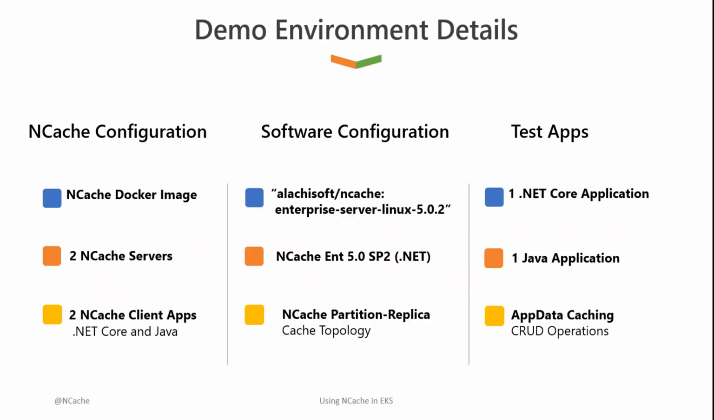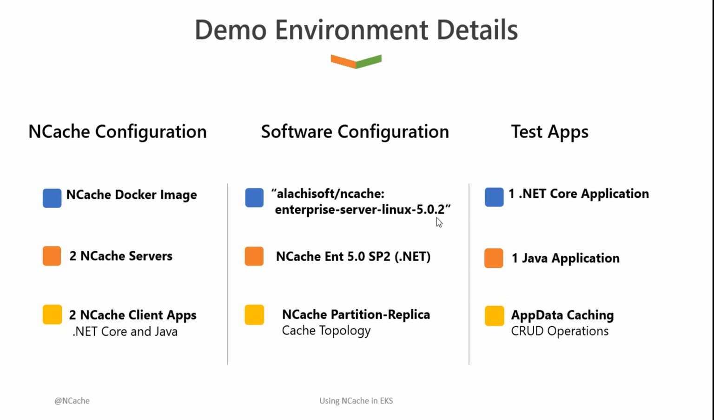The following are the important parameters of the demonstration that we will be conducting today. The NCache servers that will be deployed to the EKS cluster will use the following Docker image, Alachisoft NCache with a tag of Enterprise Server Linux 5.0.2.